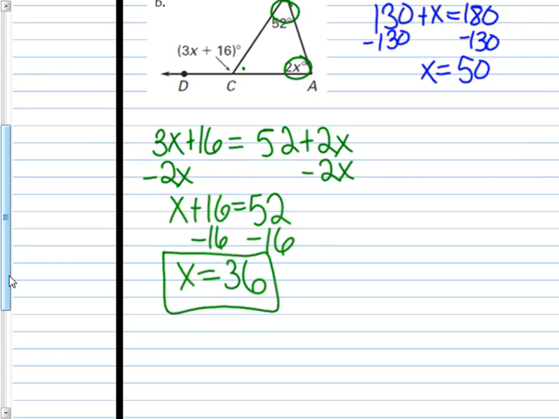This is just simply solving an algebraic equation, but you needed the geometric knowledge to know how to set it up. This exterior angle was equal to the sum of the two remote interior angles. So I added those two up, and I set it up equal to 3x plus 16. Let's move on to another theorem.